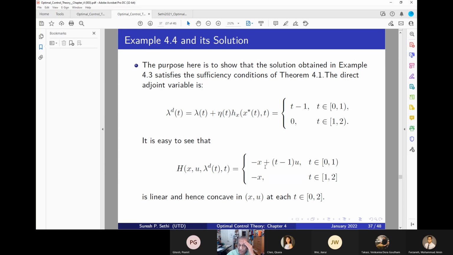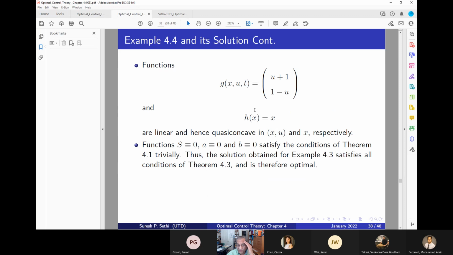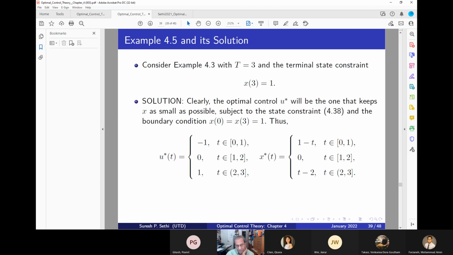And this is concave because it's linear, so it has to be concave. So maximize, this is concave, and these functions are linear and therefore quasi-concave. S is 0. And so all the conditions of the sufficiency theorem are trivially satisfied. And so we know that in example 4.3, the optimal control satisfies the sufficiency condition.